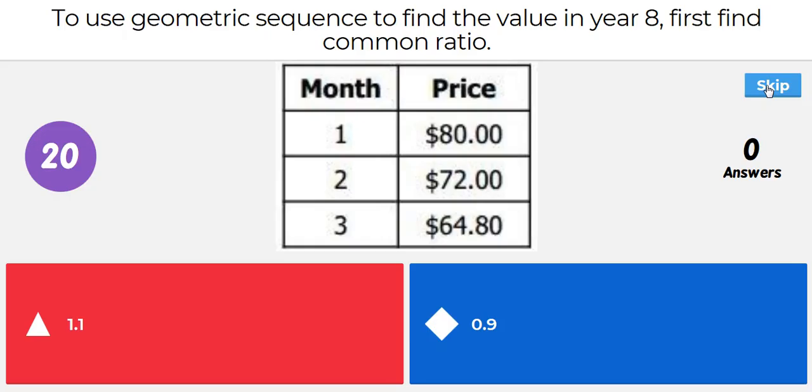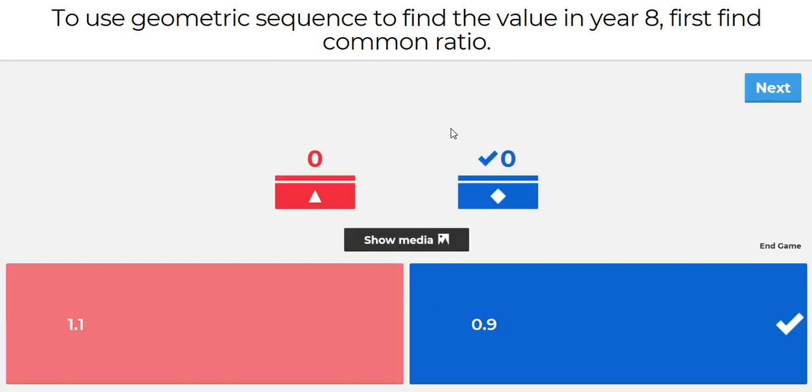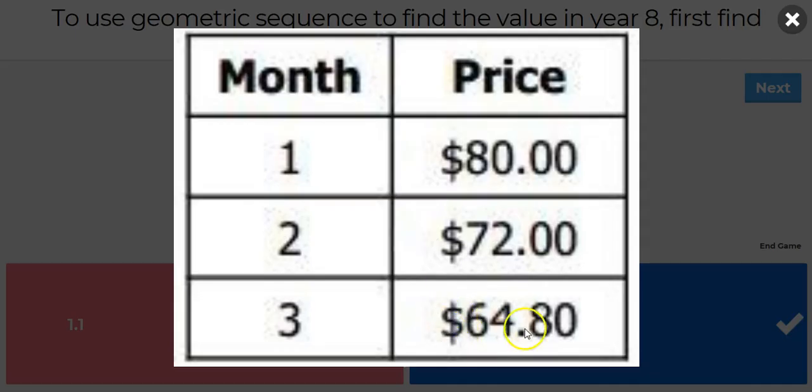Okay, so this is a word problem. I want to find the value in year 8 of this sequence, of the price of whatever this is. So just like before, if you can't see what the common ratio is, just take one of the numbers, any one, 72, and divide it by the previous number, divided by 80. Or I could have taken this number and divided it by the previous number.